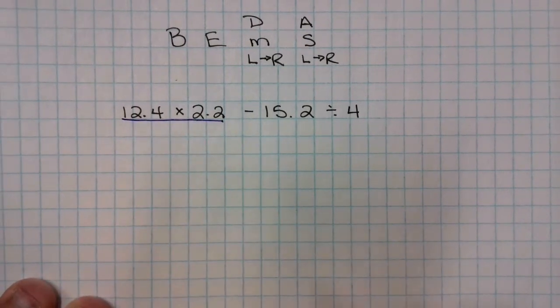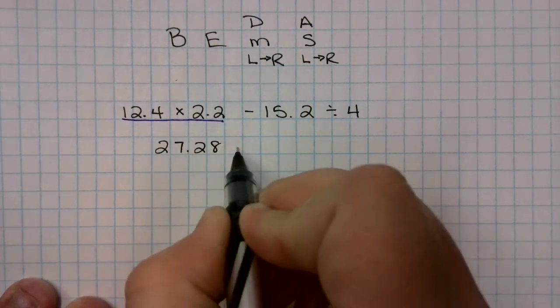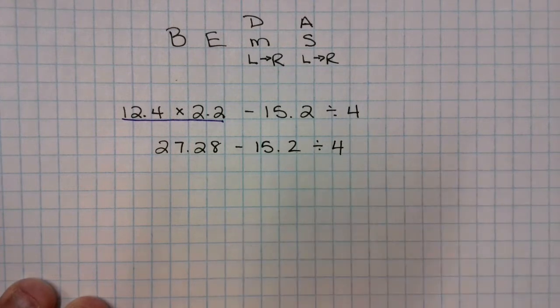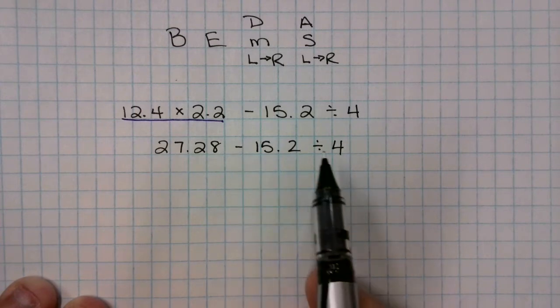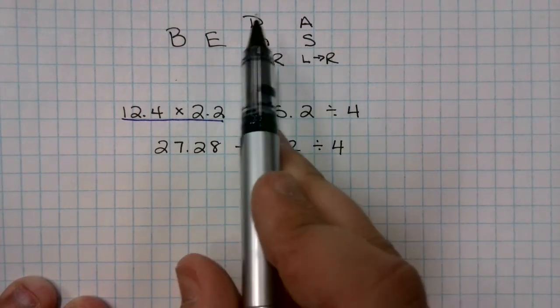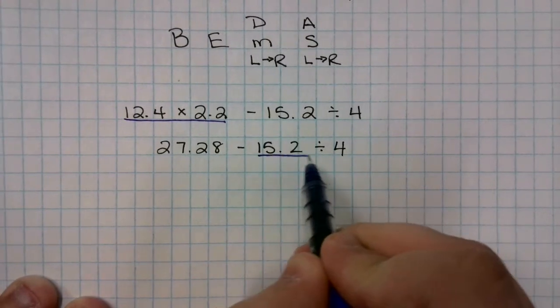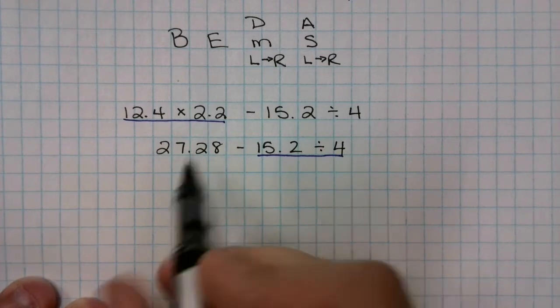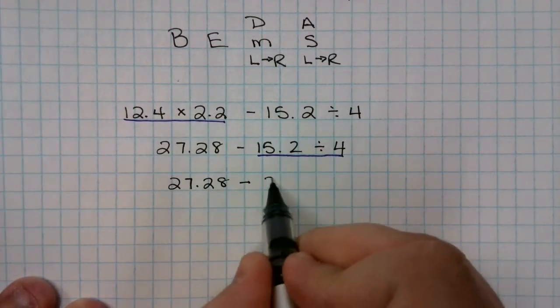12.4 times 2.2 is 27.28. And now I'm going to rewrite the equation with what I have not used. Now I have subtraction and division. Well, by BEDMAS, division comes first, so I'm going to do that calculation. Notice I'm doing 15.2 divided by 4, which is 3.8.